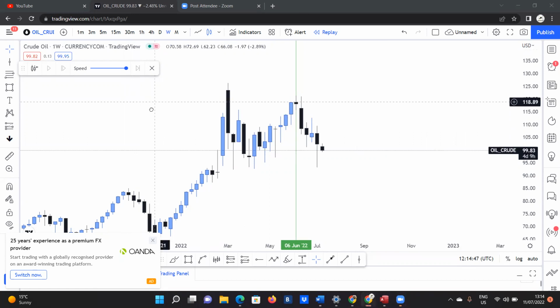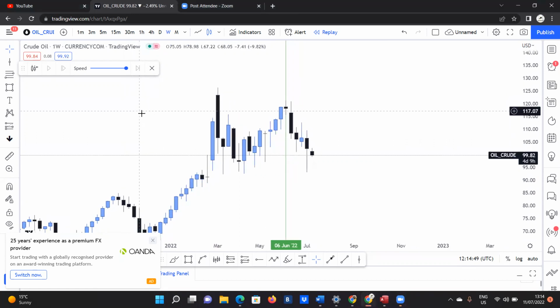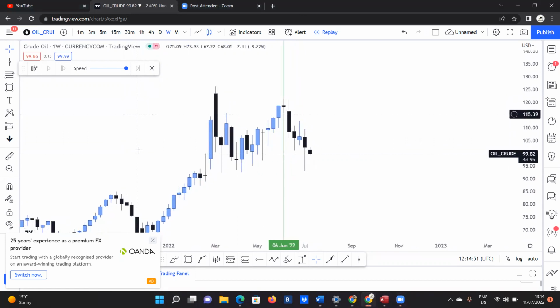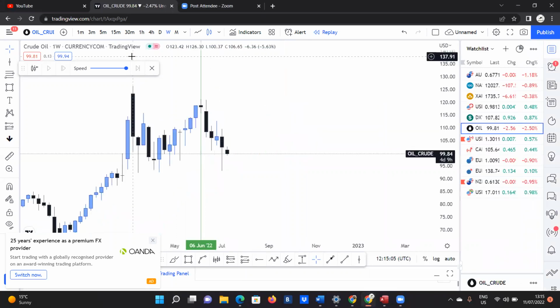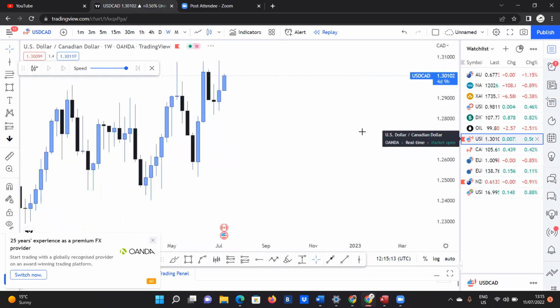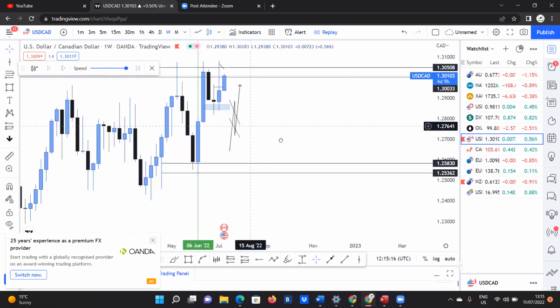Okay. Now this strategy is actually special. So we're about to look at gold. The main purpose of this strategy is to use two correlating pairs. In our case, we're going to use US oil and USD CAD. US oil and USD CAD. So now we're going to look at the pair.